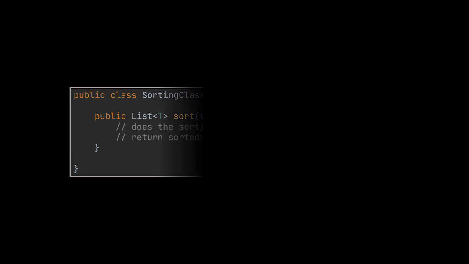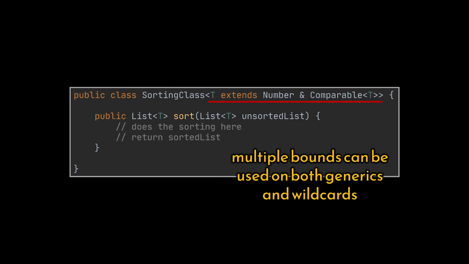Just like we can bound wildcards, we can also bound generics. We can even use multiple bounds on both, like T extends Number and Comparable. Here, T must be both a Number and Comparable. If it fails to meet either condition, we get a compile time error.